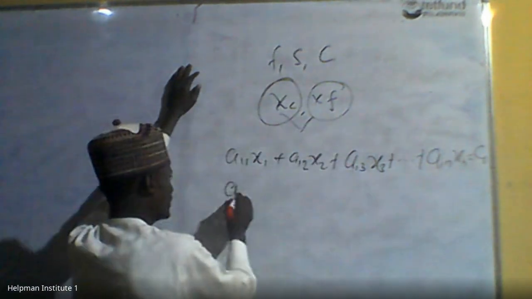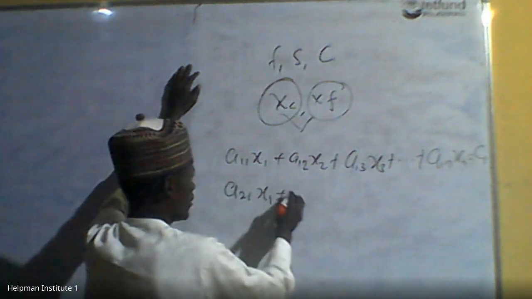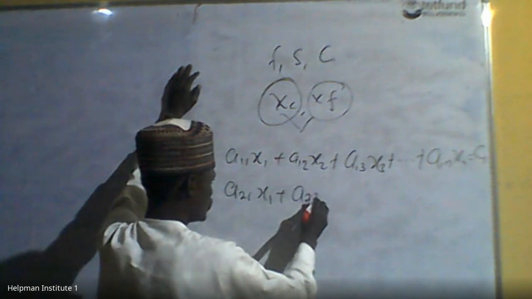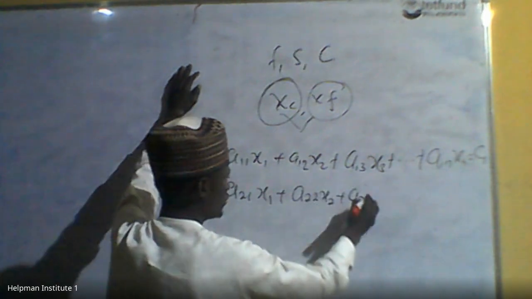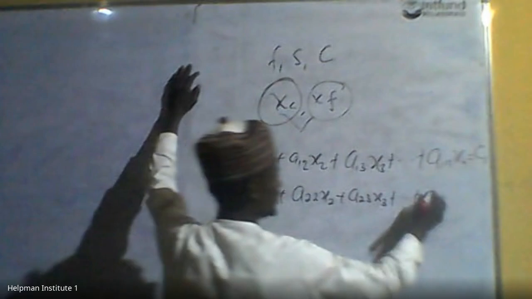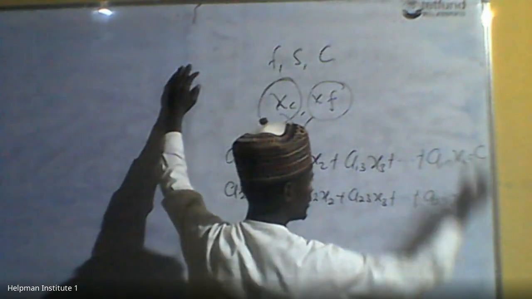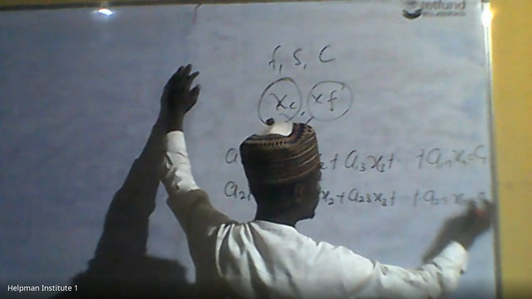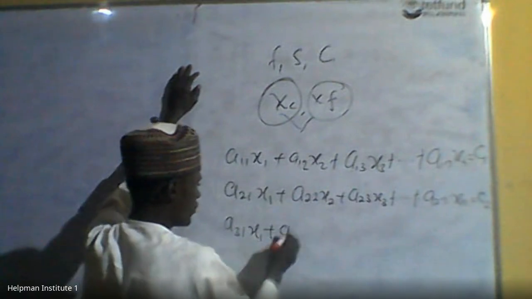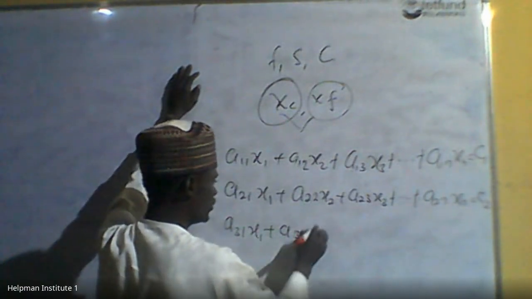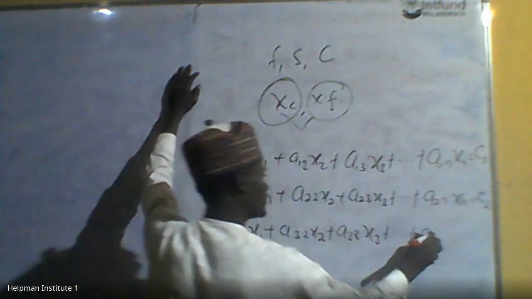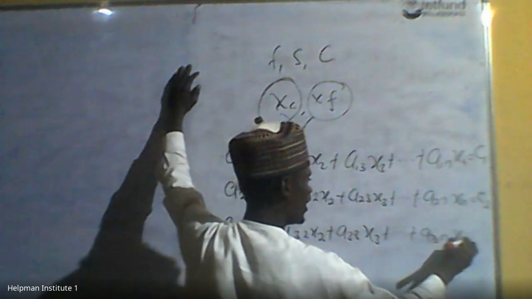We also have a21 x1 plus a22 x2 plus a23 x3 plus dotted line plus a2n xn, and this equals c2. We also have a31 x1 plus a32 x2 plus a33 x3 plus dotted line plus a3n xn equals c3.